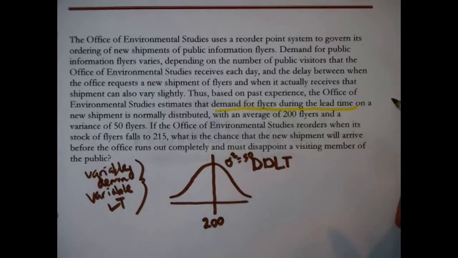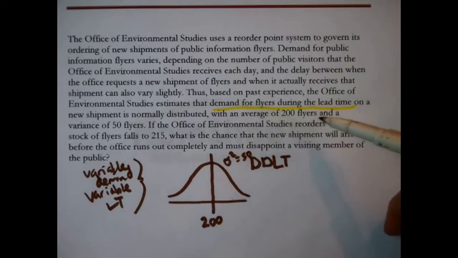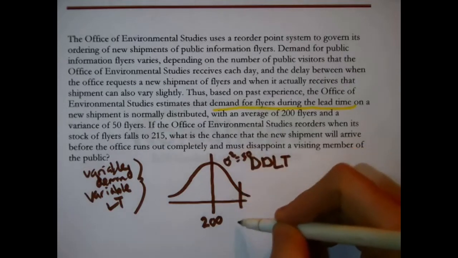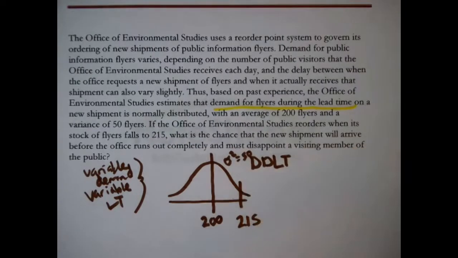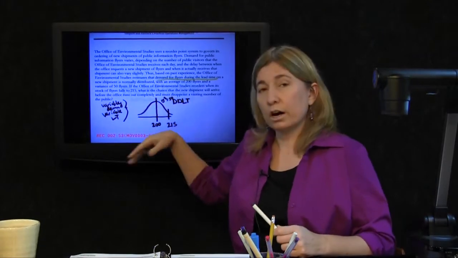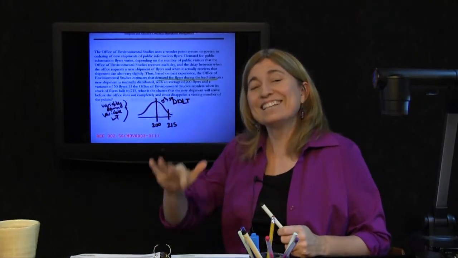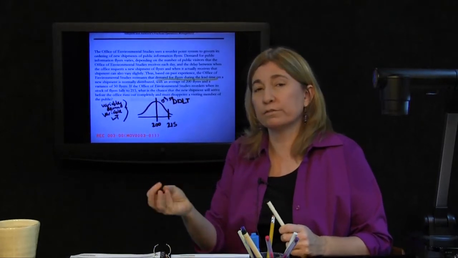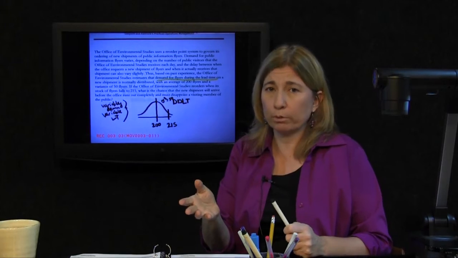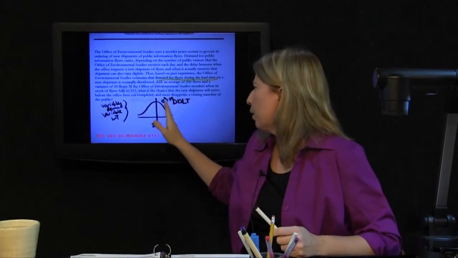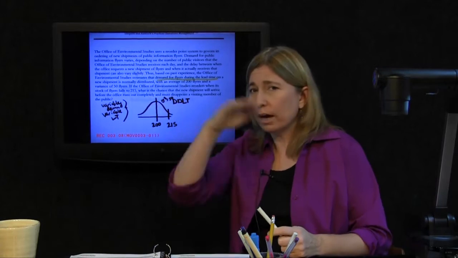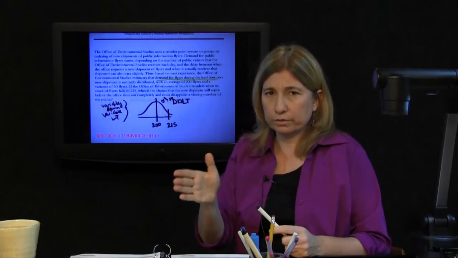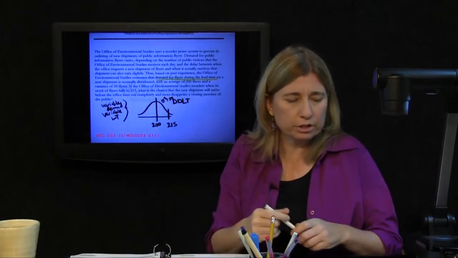All right, now what else are we told? If the Office of Environmental Studies reorders when its stock of flyers falls to 215, important to recognize, if it reorders when the stock of flyers falls to 215, that is the reorder point. They are asking you about a reorder point of 215. They're just not saying reorder point. Oh, all right, so that would be drawing a line on that natural distribution of demand during lead time and saying, fine, we reorder here at 215. All right, that's one illustration of that.